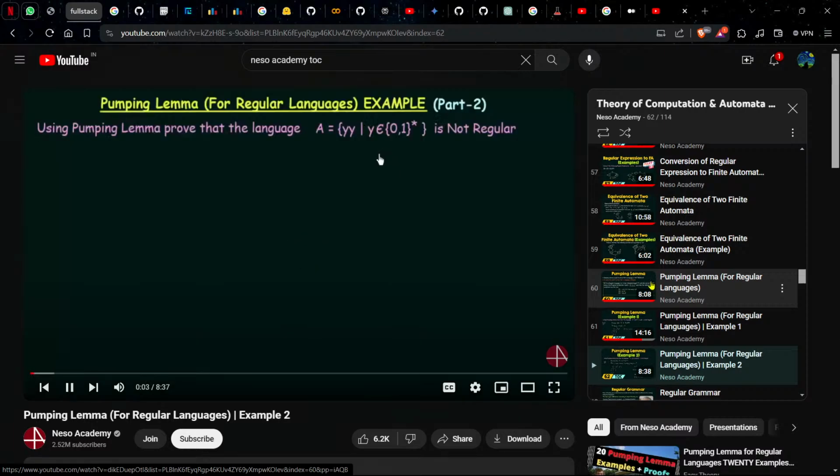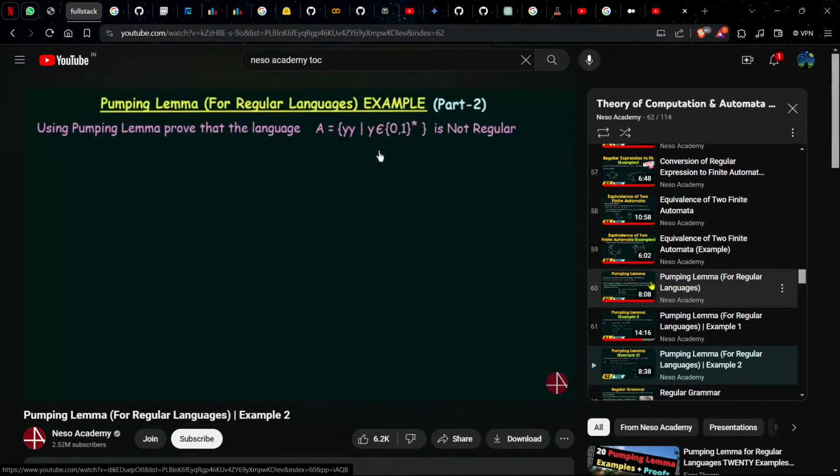In this lecture, we will be seeing another example where we will be proving that a given language is not regular using pumping lemma. I have discussed the steps in the last 2 lectures in detail, so in this one we will not be discussing steps in detail anymore. Okay, so let's see the language that we are given.